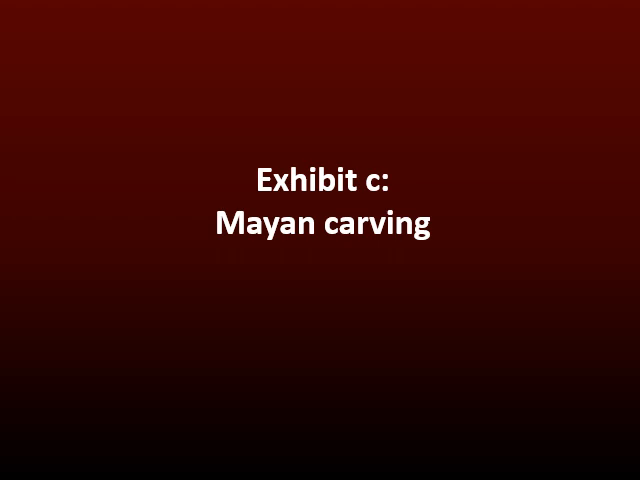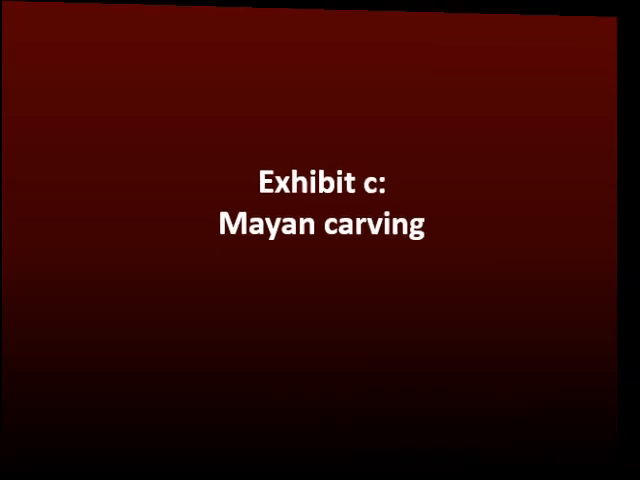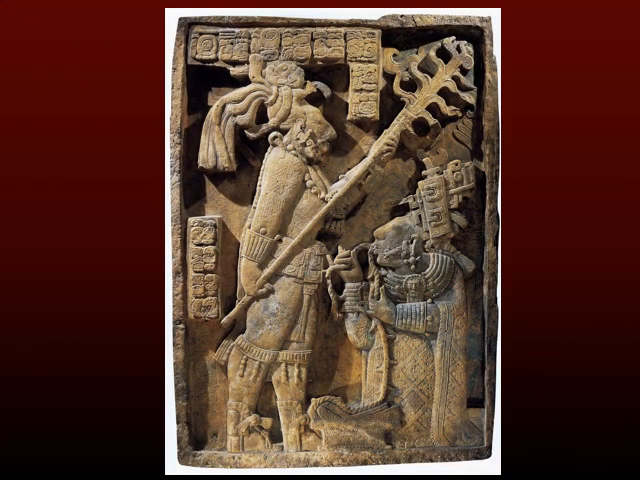All right, Exhibit C is a Mayan carving in a rock, by the way. So as you can see, here is the Mayan carving. You can see that it's something to do with a sacrifice of some kind. Looks like they're pulling a rope through their lips to get blood. There's a priest there. Do you think this tells you that the Mayans were an advanced civilization?